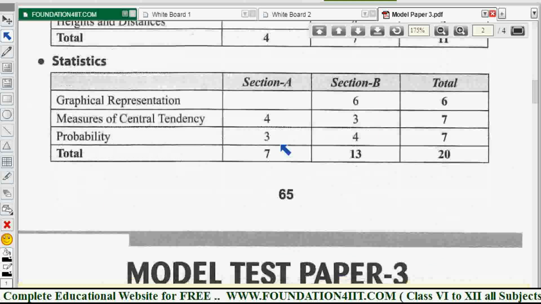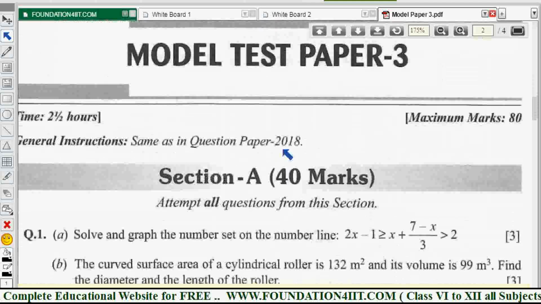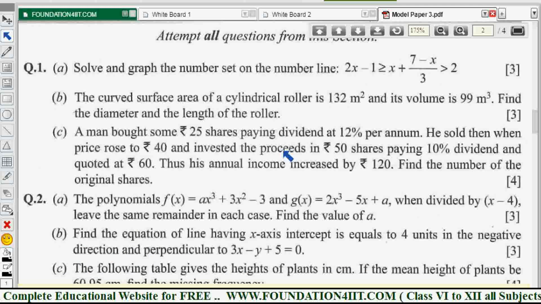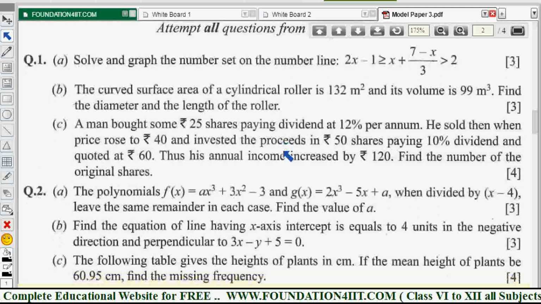So this is the topic wise allocation of marks. Now let us start this model test paper 3, and previous papers are also available in the same channel. You can go through it. Now let us solve this first one. Question wise, including choice problems, I'll explain each and everything.